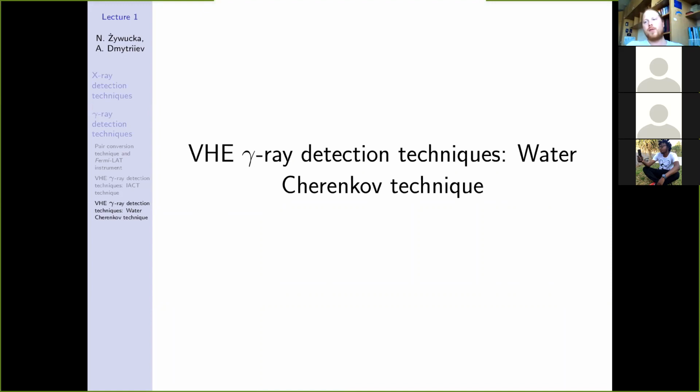So before we were talking about the detection of gamma rays in the GeV domain, with the pair conversion technique, and at higher energies with Imaging Atmospheric Cherenkov Telescopes, in the lectures by Natalia. Today I'm going to present you a complementary technique to the IACT, using not sampling of the Cherenkov light on the ground, but the particles of the shower themselves.